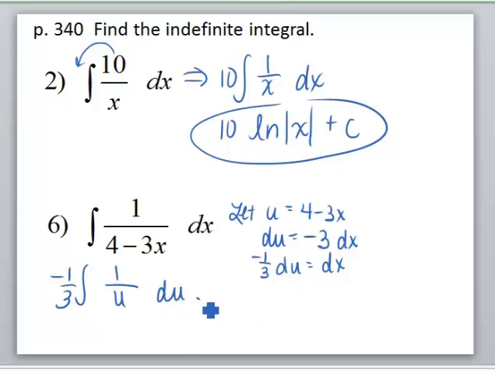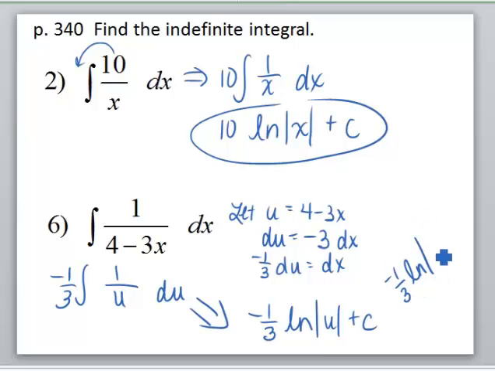So I'll go ahead and integrate this now. When I integrate this, I get negative 1/3 ln of the absolute value of u plus c. Last thing to do is just substitute that back in. U is 4 minus 3x, plus c. So there's my solution to that problem.